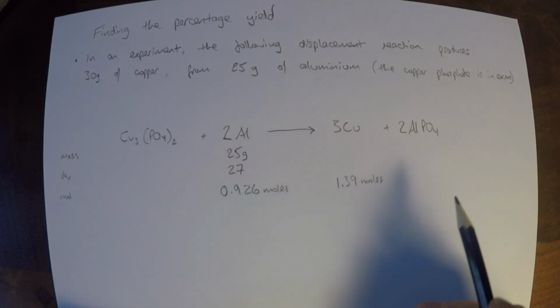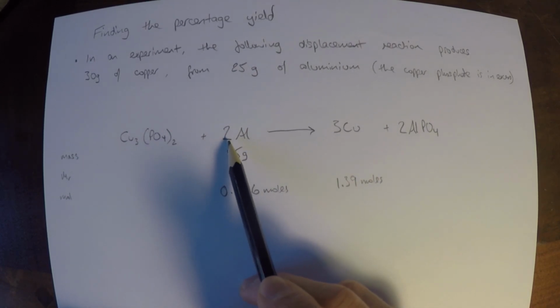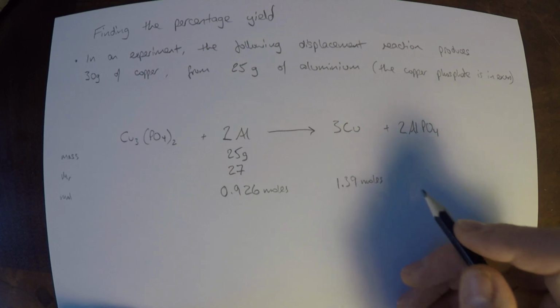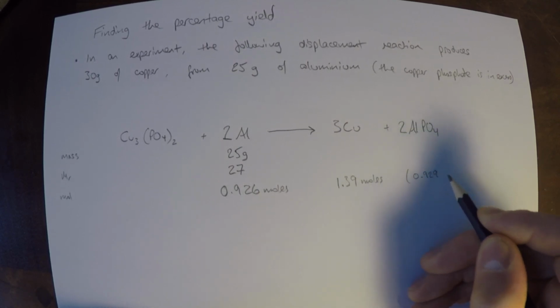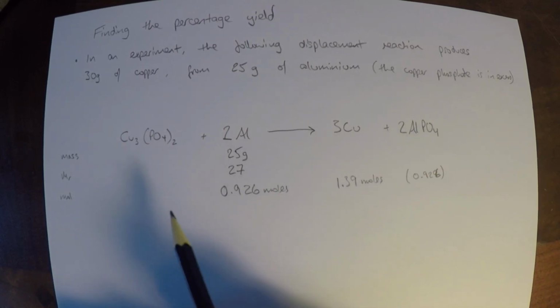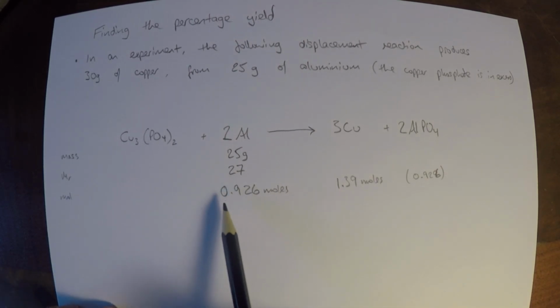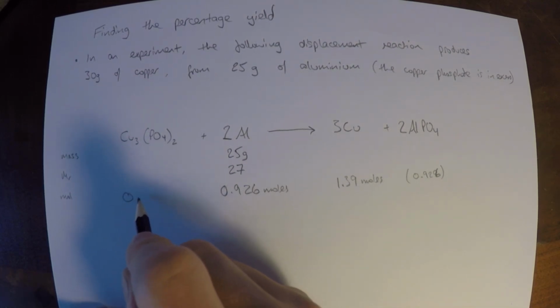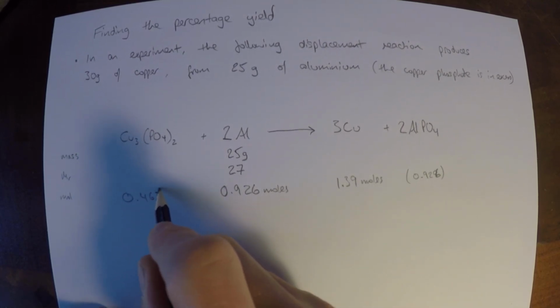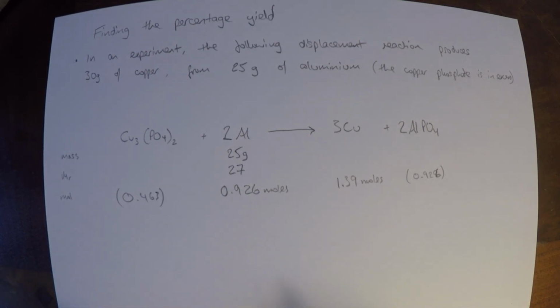And we could do the same for our other substances as well. Since we have 2 aluminiums and 2 aluminium phosphates, the number of moles of the aluminium phosphate here is going to be exactly the same, so 0.926, and the number of moles of the copper phosphate we started with will be exactly half of the aluminiums, so 0.463. But we're not actually interested in these substances, so we're not going to be using those in this question.